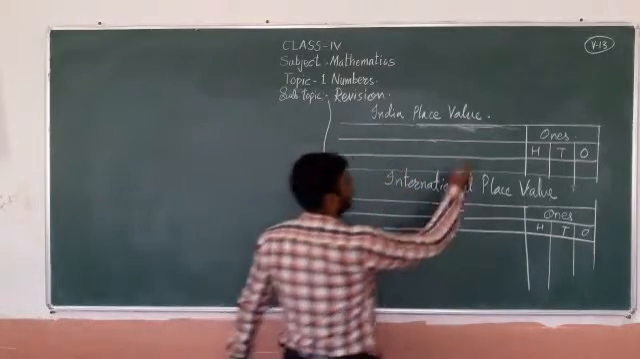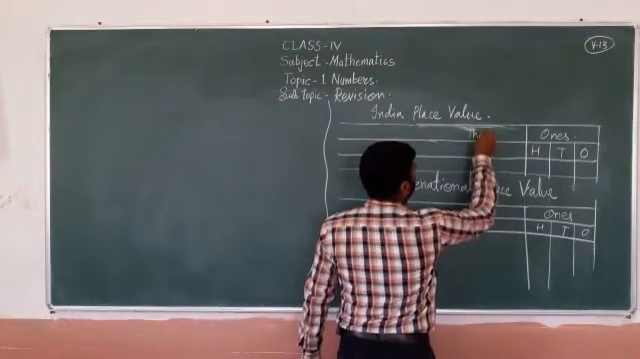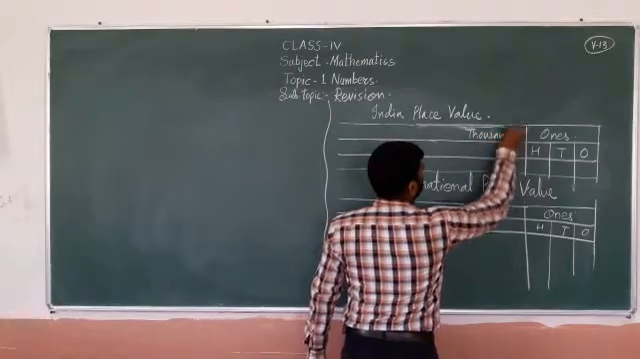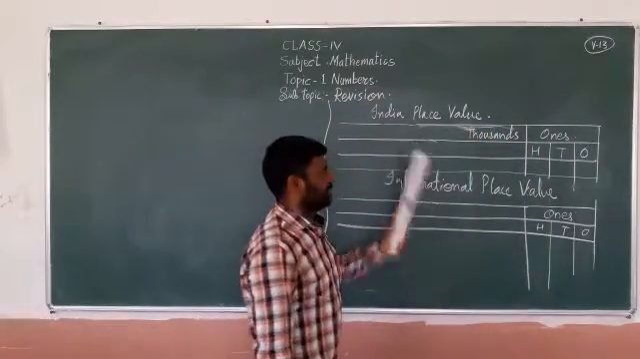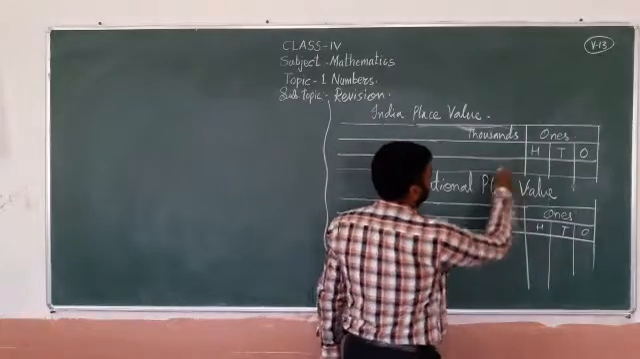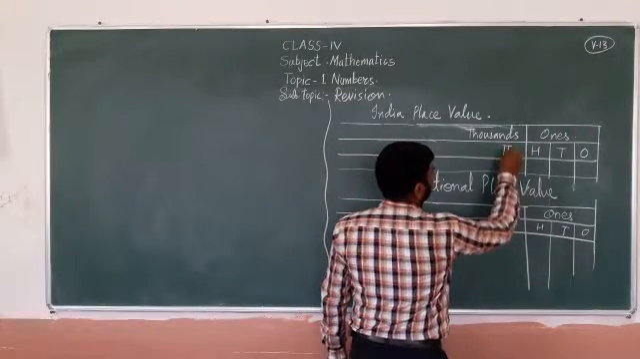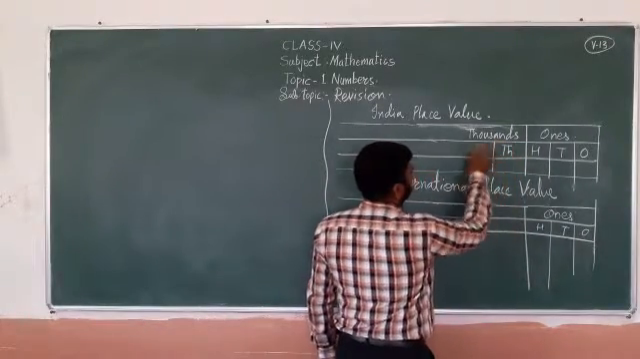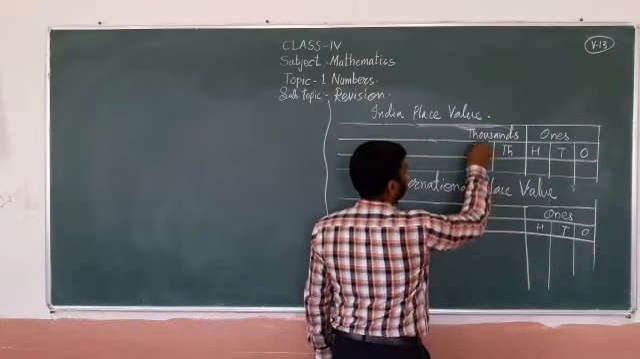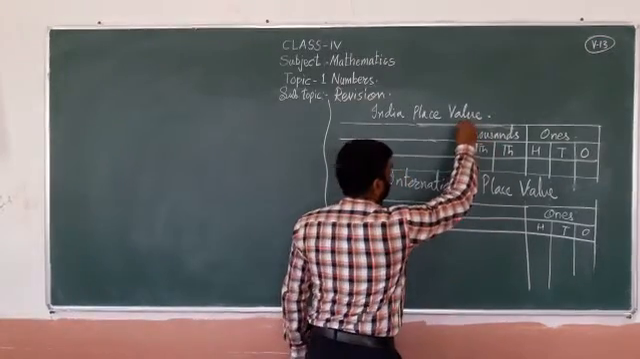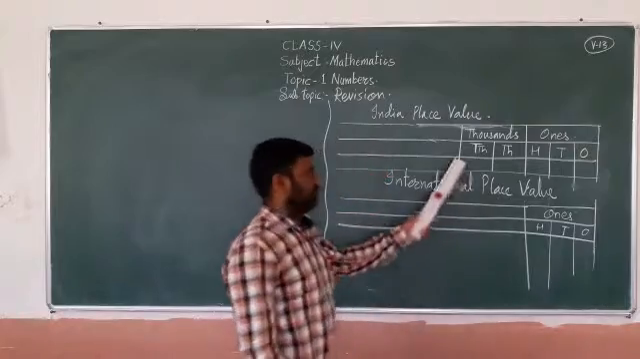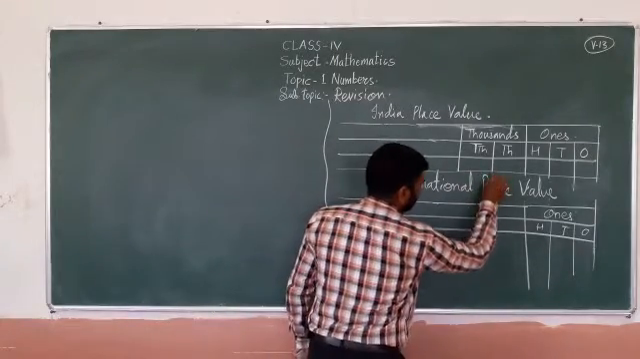Second period is thousands period. Thousands period in Indian place value: second period is thousand period, and thousand period contains thousand and 10,000. TTH we are writing 10,000. Here the period ends. We will extend these lines.